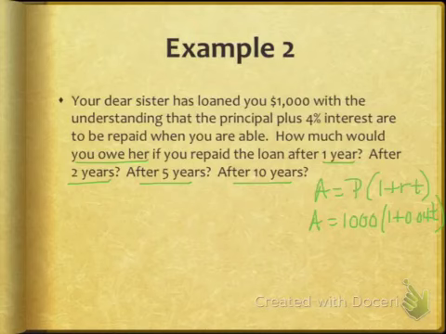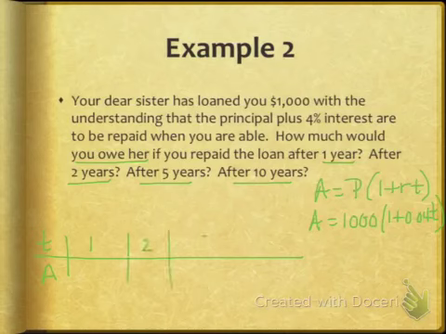Okay, so let's just make ourselves a chart here so we can keep track of what's going on. So I'm going to have T as my independent variable, and then A is going to depend on the time. So how much I owe her will depend on how long it takes me to pay her back. So we have 1 year, 2 years, 5 years, or 10 years. Okay, so we're just going to use this equation. We're going to substitute our different numbers of years in for T and work this out in the calculator.